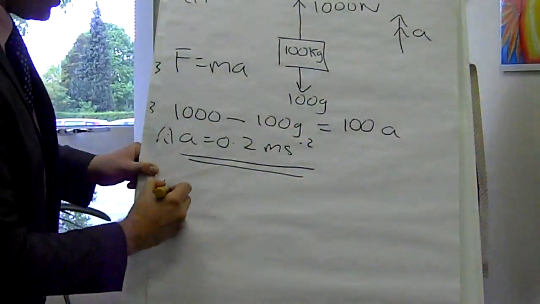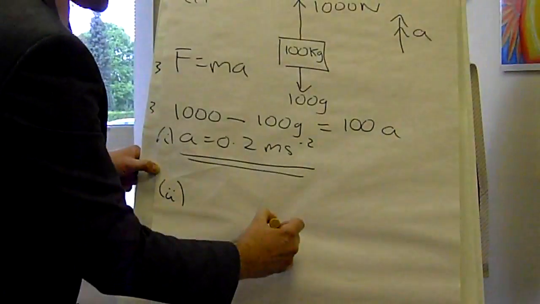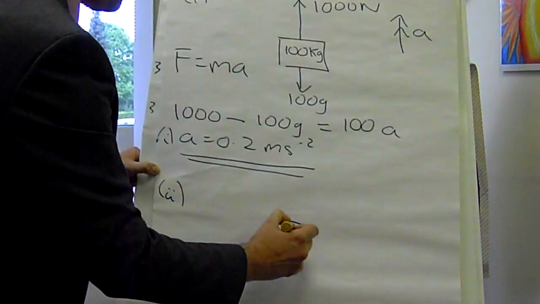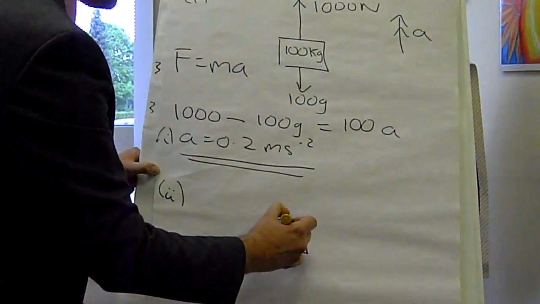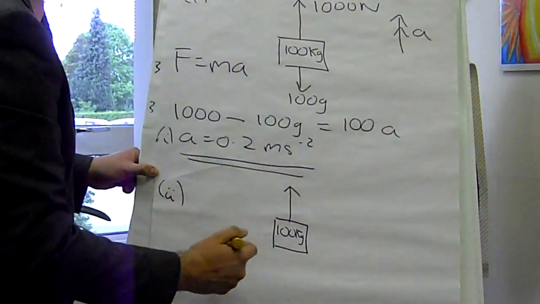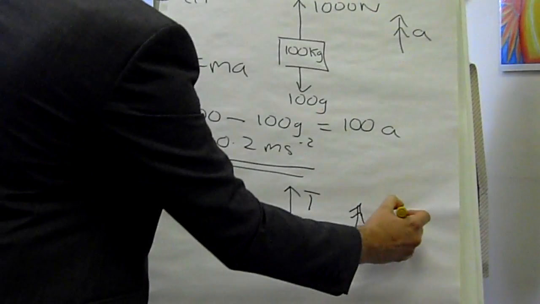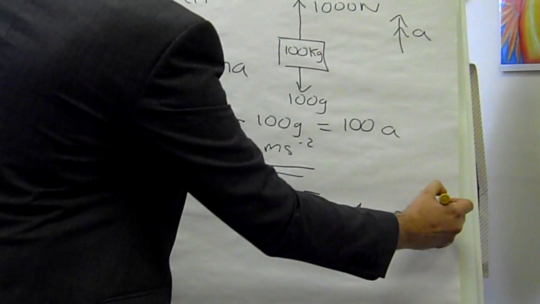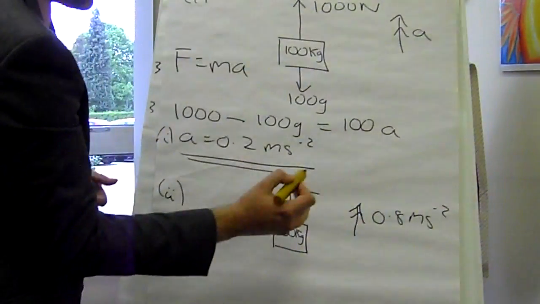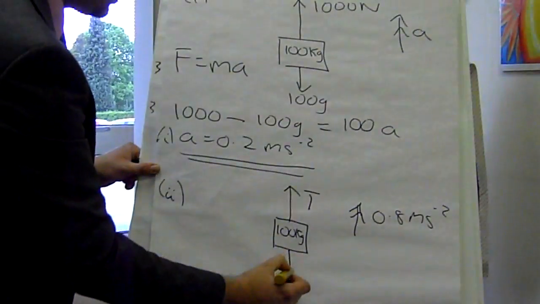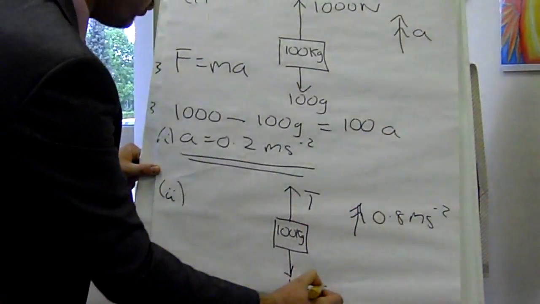Part 2 gives us the situation where the same mass is being pulled upwards by a force T, and it produces an acceleration of 0.8. So this time we're not being asked to calculate the acceleration, we're given the acceleration and we're being asked to calculate T. So we still have the weight downwards of 100 G.